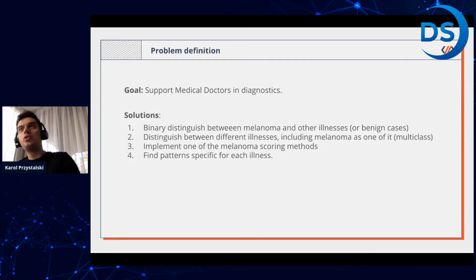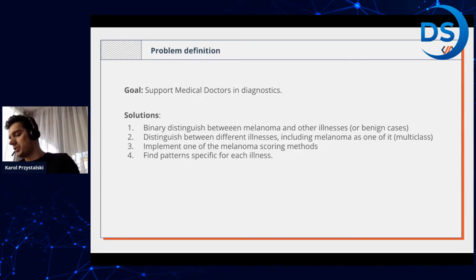The other approach is using one of the scoring methods that medical doctors use. They use, for example, the 7-point checklist and the ABCD scoring method, and there are at least a few different scoring methods they use on a daily basis when they diagnose skin cancer. So from the data scientist's point of view, we can automate these scoring methods. That's one of the possible solutions as well.